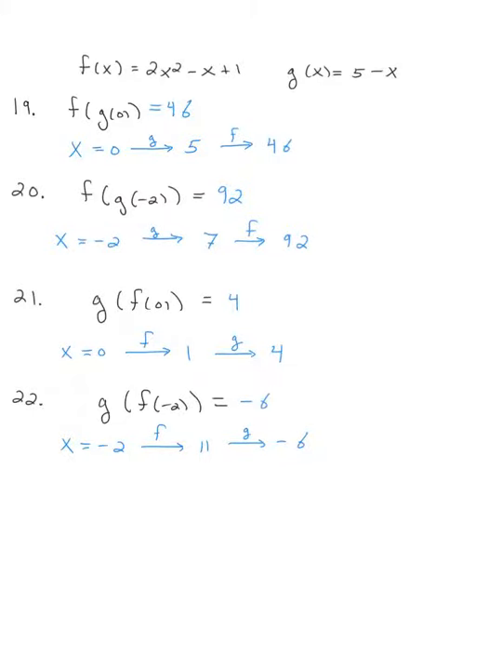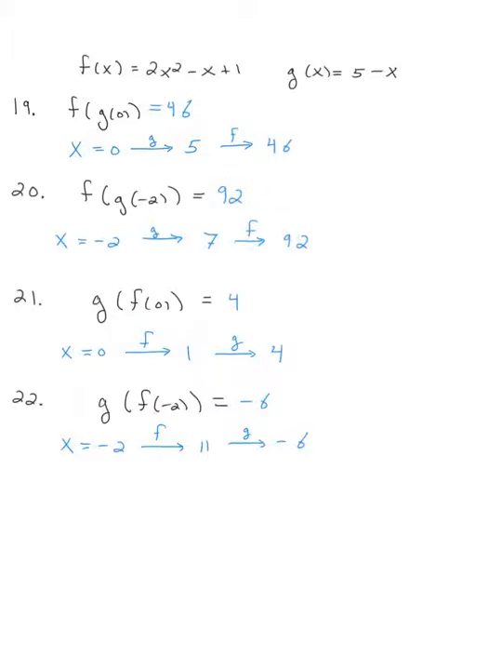And notice that for 19 and 21, reversing the order in which you compose changes the answer. This one was 4 and this one was 46. Likewise for 20 and 22, I reversed the order in which I composed the functions, and we ended up with different numbers at the very end.